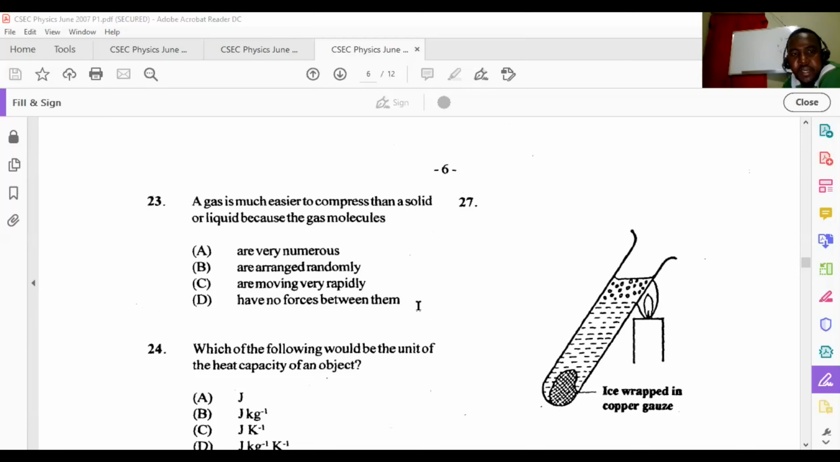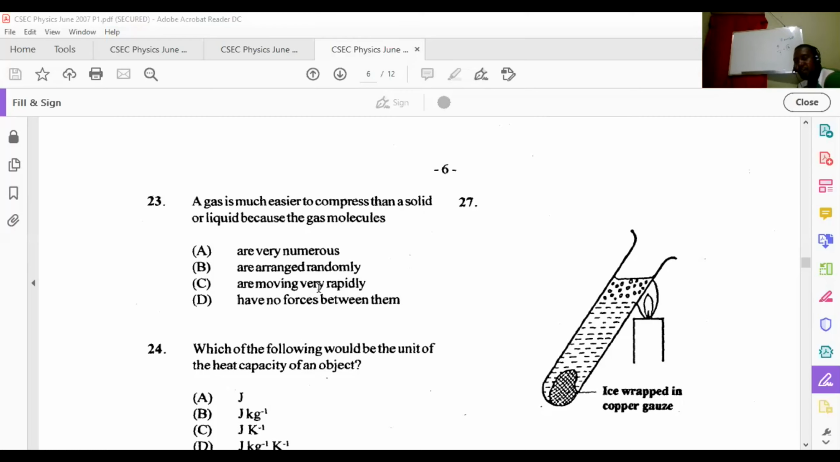All right, 23. A gas is much easier to compress than a solid or liquid because the gas molecules, C, moving very rapidly. No, that wouldn't really be the case. It'll probably be D then. So they have little or no force between them. So that means when you're compressing it, there is no resistive force to get it to be compressed.